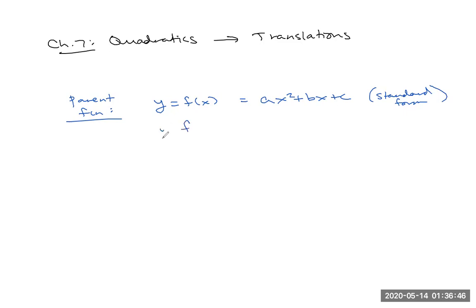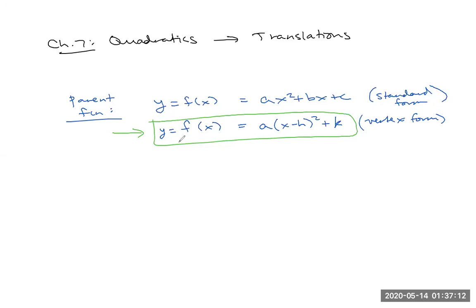Or you could have your function be equal to a times (x minus h) quantity squared plus k, which we discussed in the last video. That's what's called vertex form. So the one that we're going to tackle here is this form. Okay, so our parent in this case would be y equals x squared, or f of x equals x squared. So a few things.